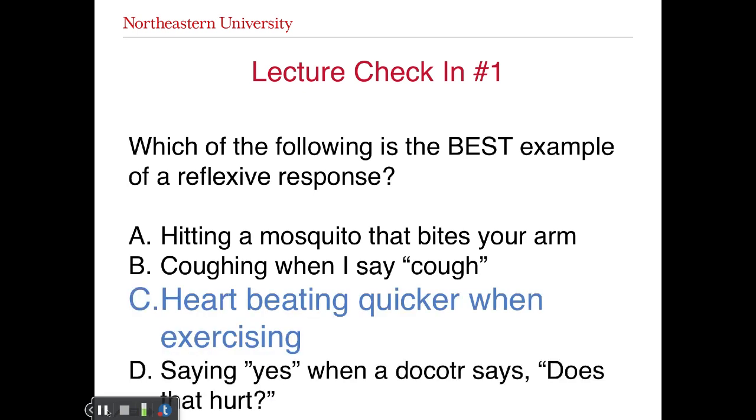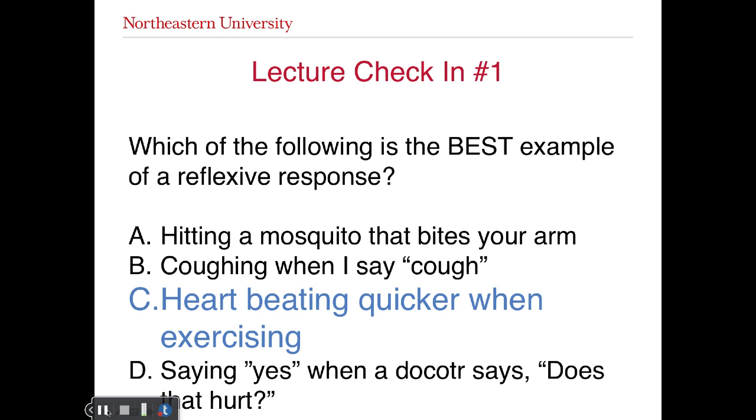Okay, and the correct answer here is C. When you exercise, your heart rate will increase, and we know that heart beating, right, is an example of a behavior because your heart is a muscle. So the increased heart beating when you exercise would be an example of a reflexive response.